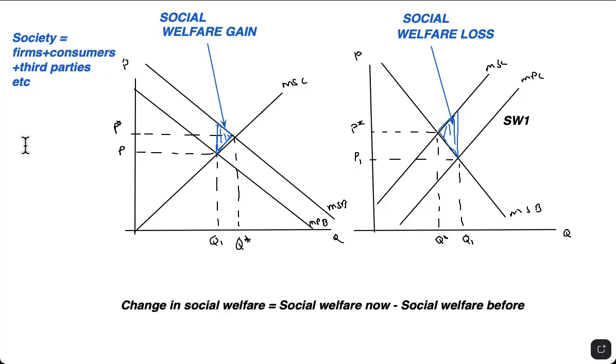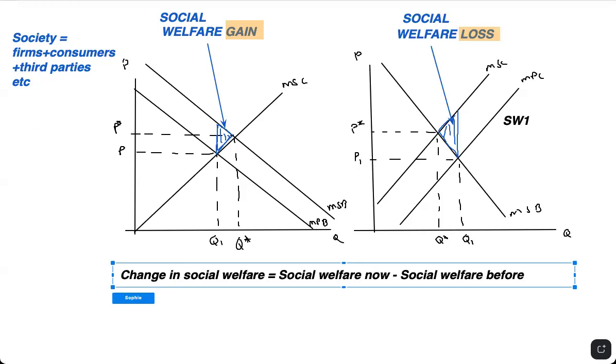So instead of just thinking about third parties, we are now going to start thinking about everybody. What's been the impact on the firms, the consumers, and the third parties by only producing at Q1 compared to Q star? The other thing to notice is that these are changes. So they're talking about compared to Q1. Has there been a loss in social welfare or has there been a gain in social welfare?